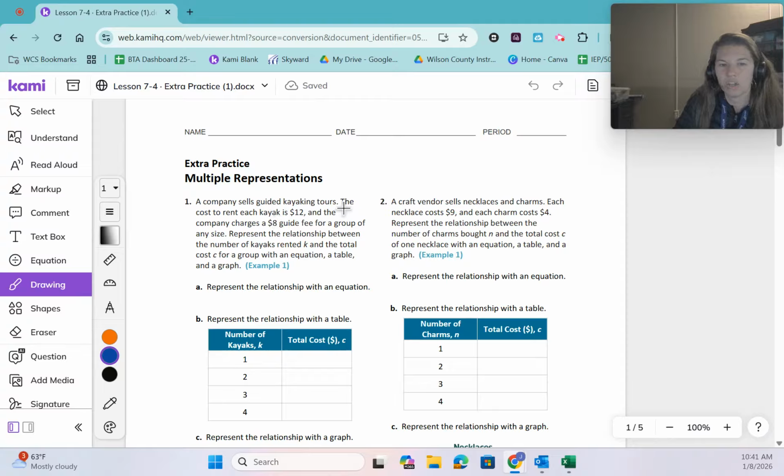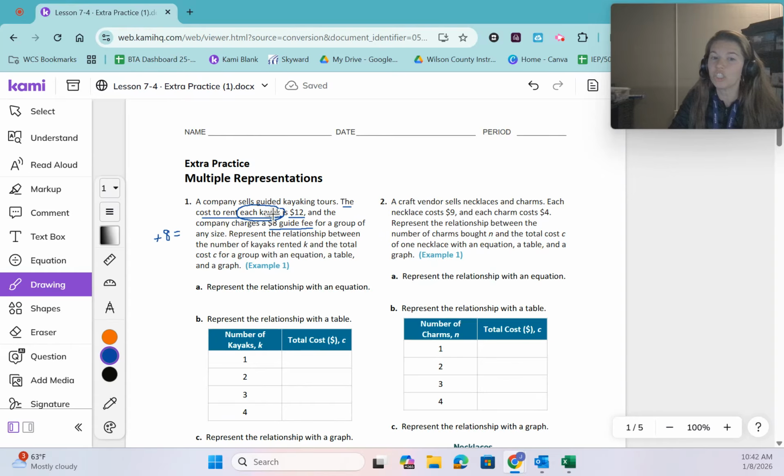When we go back and look at this problem, it says the cost to rent each kayak. So this word here, each kayak, is $12. And the company charges an $8 guide fee for a group of any size. So the $8 guide fee happens no matter how many kayaks you use. It doesn't matter whether we have one kayak or 12 kayaks. That cost is not dependent on anything. So that is your constant. It's not being multiplied by anything.